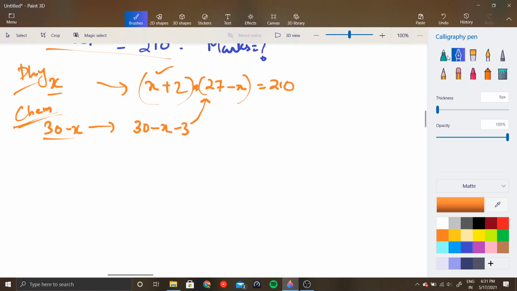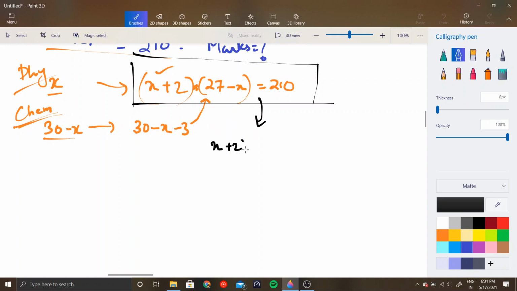Okay. So basically you have formed the equation. So this is your equation, right? In this kind of problem, the equation will not directly be given. You will be given a story, and you need to find the equation first. Once we have the equation, this is (x + 2)(27 - x) which results in 210. Now you need to solve this equation.